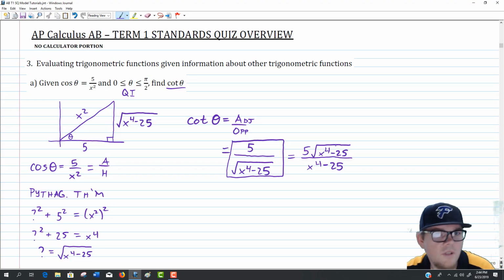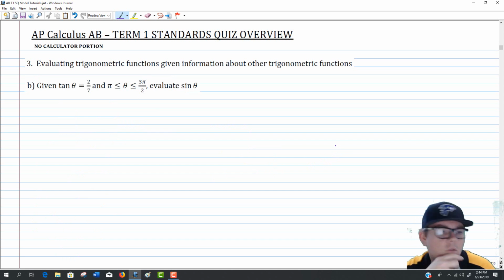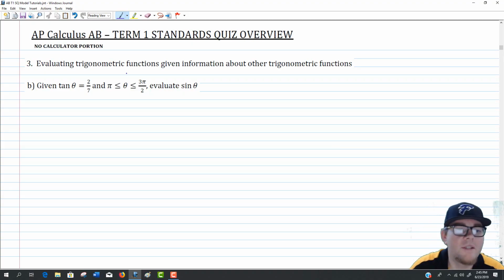So pretty straightforward, as in quadrant 1, everything was pretty nice. For question B, or 3B in this case, it starts out pretty benignly by giving us an actual numeric ratio. It says, given that tangent of theta is 2/7 and that theta is between pi and 3 pi over 2. So basically, in this case, we've got a slightly different situation happening here.